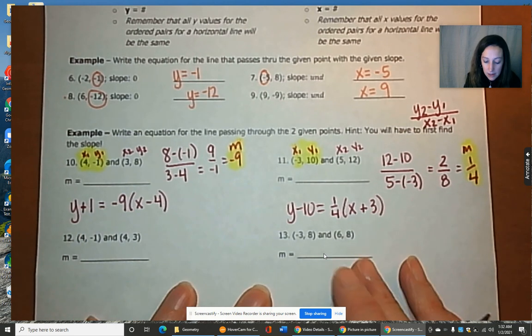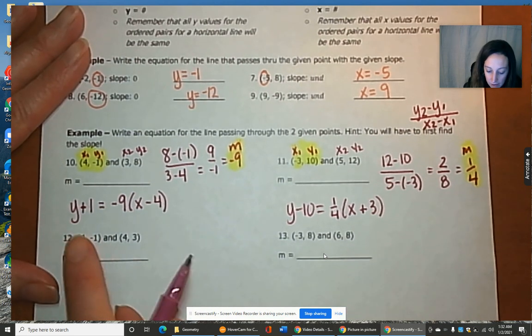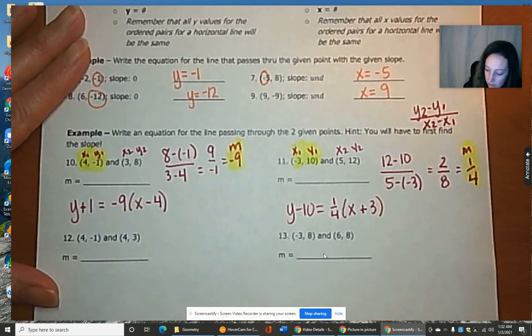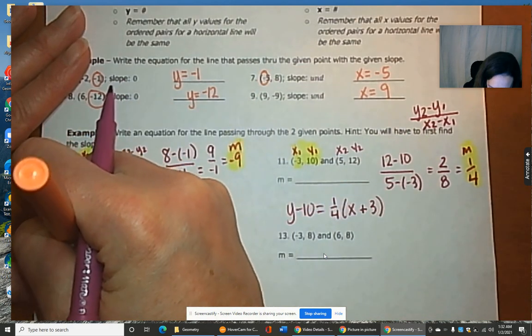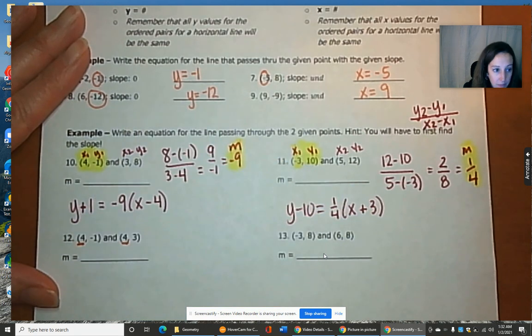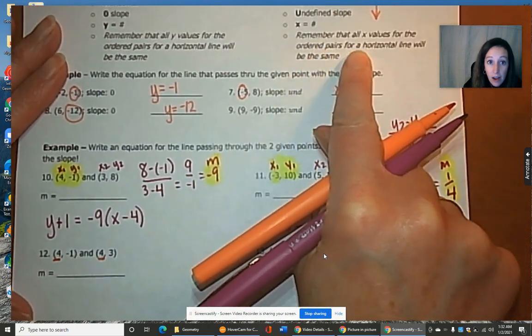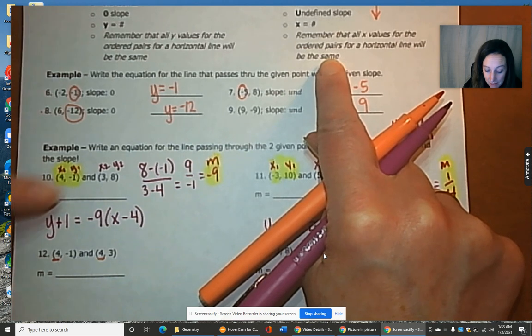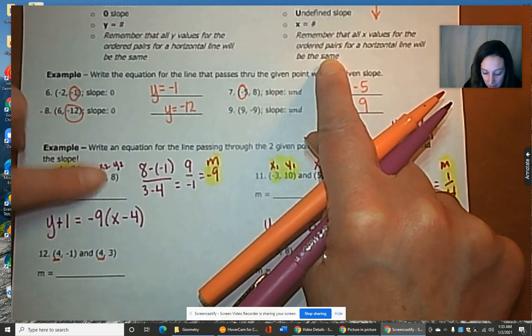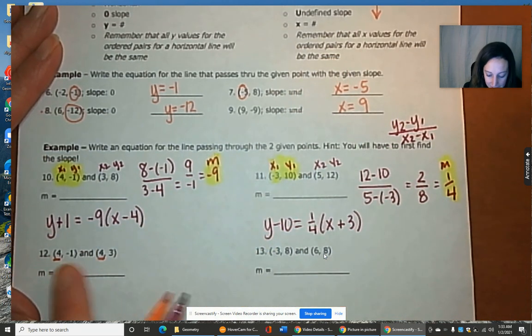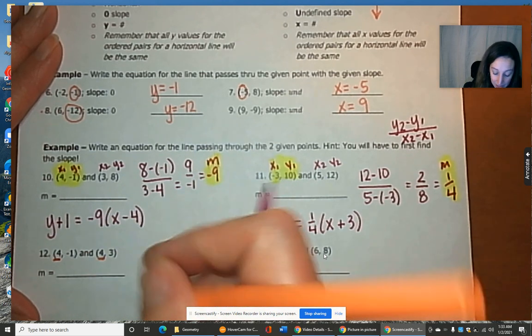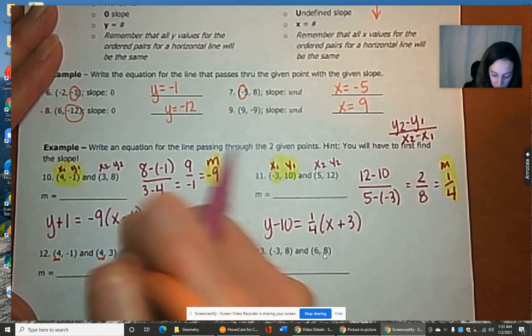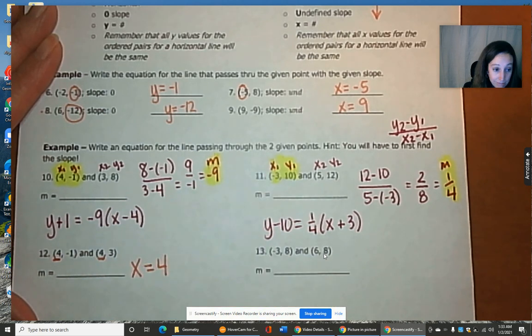All right, down here, if you notice before you even get started that your x values are the same, right? If my x values are the same, remember that all x values for ordered pair for a vertical line will be the same. My x values are the same. Here they were different, right? But if they're the same here, that means that my answer for my equation is just going to be x equals 4. That's it.